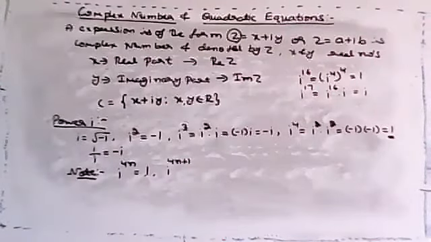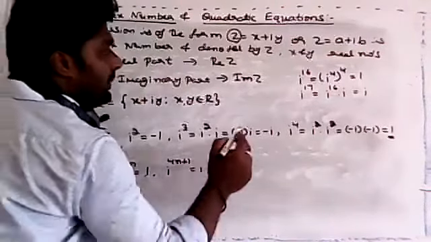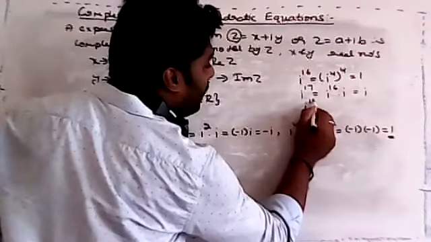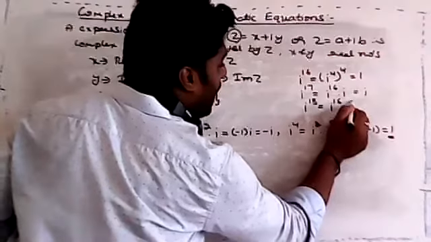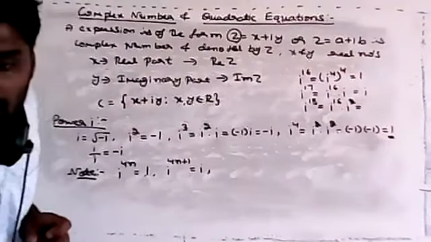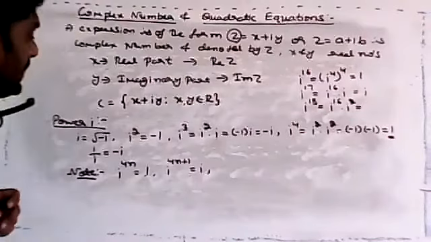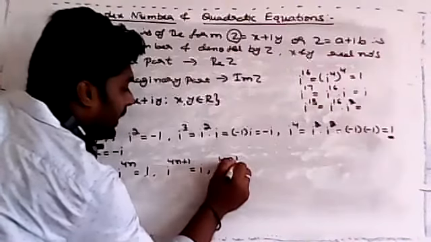i to the power of 4n plus 1, can I write? So i to the power of 4n plus 1 is what? i only. Similarly, if I take i to the power of 18, we can write this as i to the power of 16 into i square. Correct or not? So I can write here i to the power of 4n plus 2.